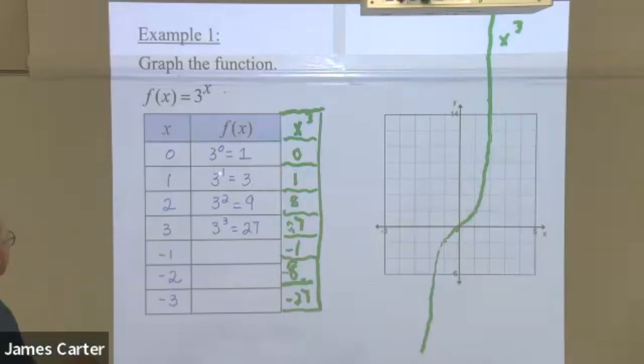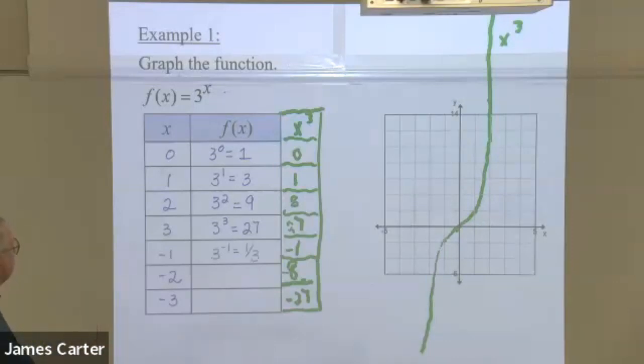Okay, well, if you let x be 0, you get a 1. So you get the point 0, 1 right there. If you let x be 1, then you get 3. So 1, 3 up here. It's a little steeper than that one. If x is 2, then you get 9. So 2 and up about there.